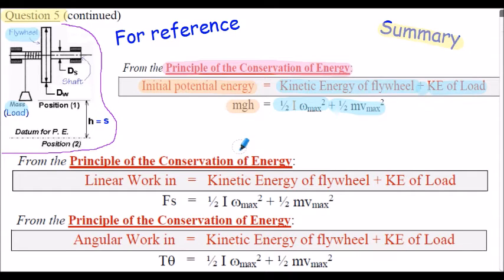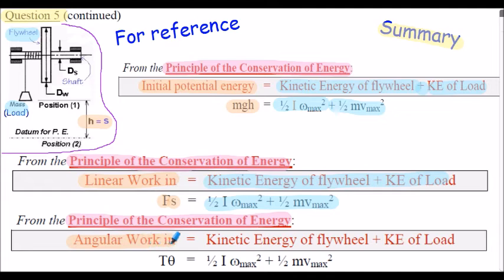However, the information in the question could have been given in a different form so that our principle of conservation of energy balance could have had linear work into the system on the left hand side of the equation, the force multiplied by the distance travelled, the height dropped in this case, again equal to the kinetic energies, or the energy balance could have had angular work into the system on the left hand side, the T theta, the constant torque multiplied by the angle turned through in radians, and again equaling the kinetic energies on the right hand side.